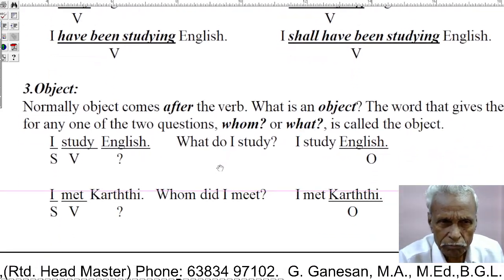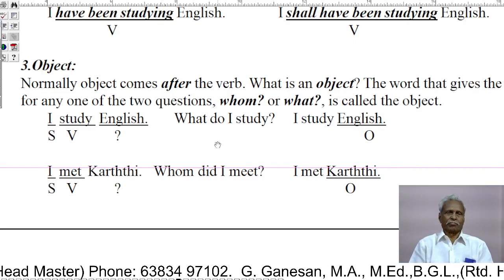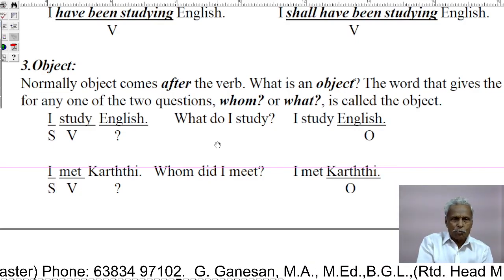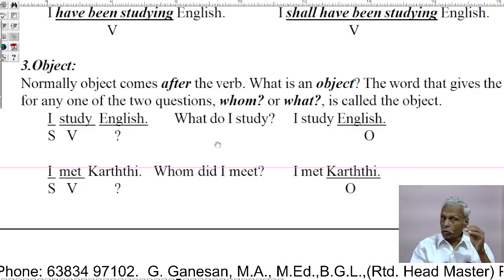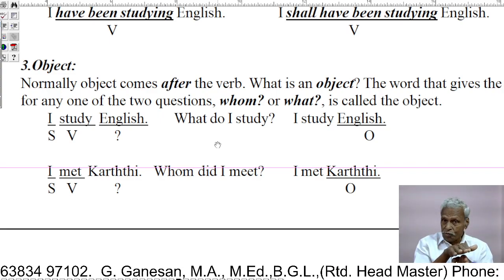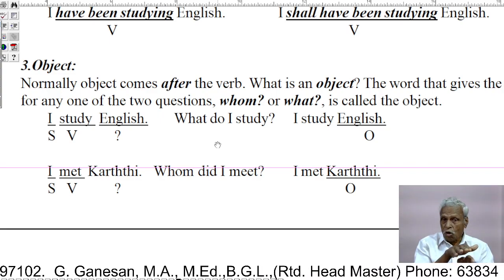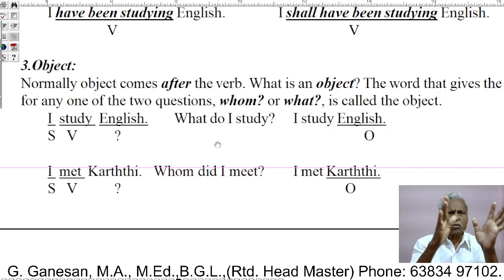Third, object. Normally, the object comes after the verb.